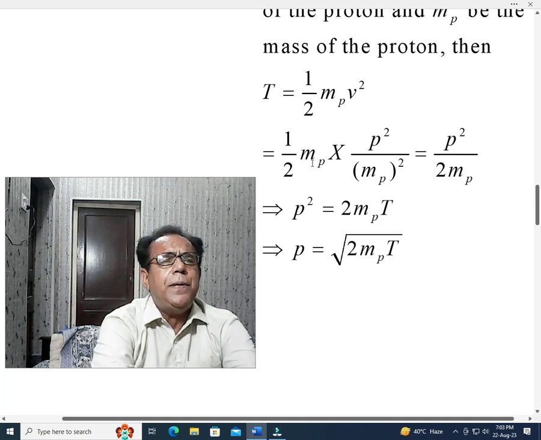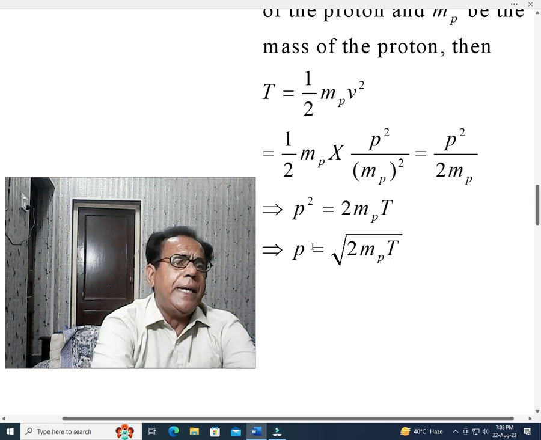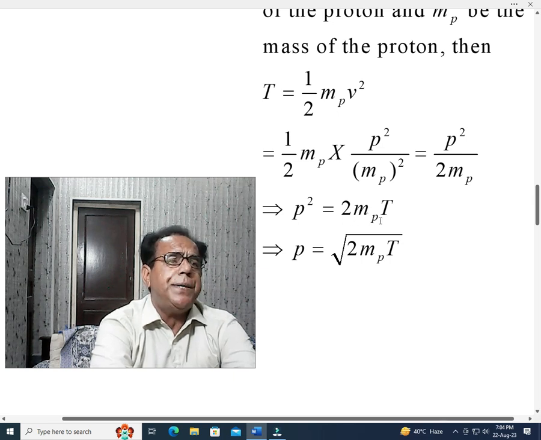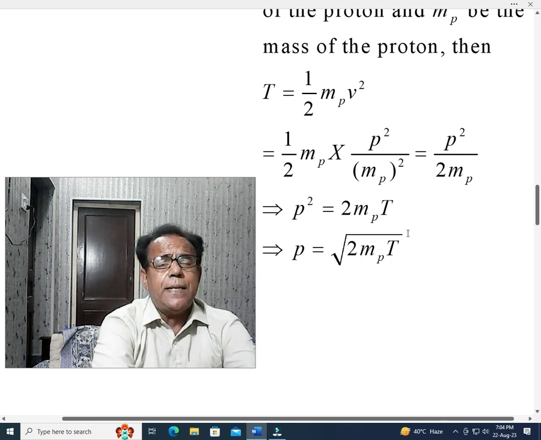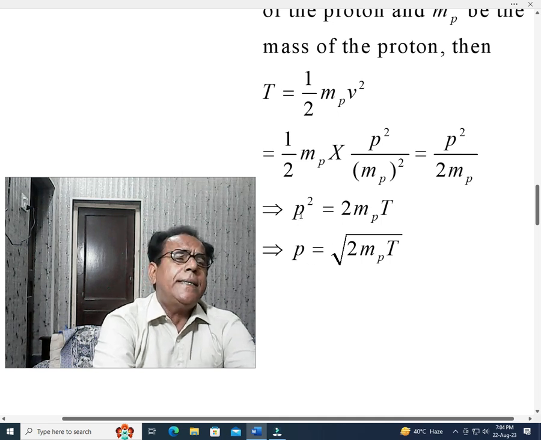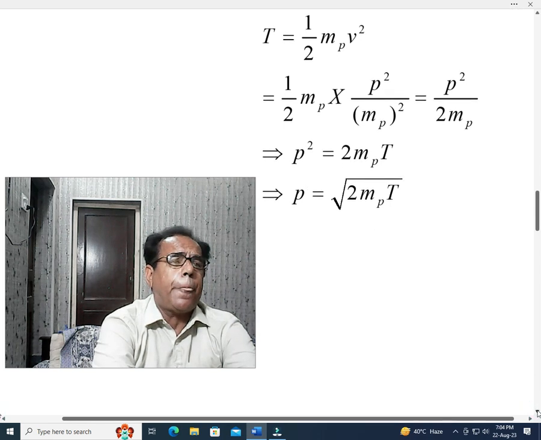Here one mp will be cancelled with one proton mass, and hence we will be left with kinetic energy T equal to p square over 2mp. This implies that if we keep p square on one side, then it will be equal to 2mpT. This 2mp will be multiplied with this T, and hence p square will be equal to 2mpT. If we take the square root of both sides, then the square will vanish and simply p will appear. So p becomes equal to the square root of 2mpT.